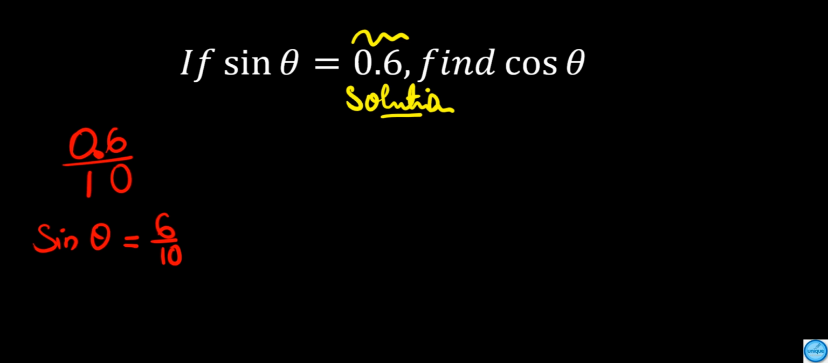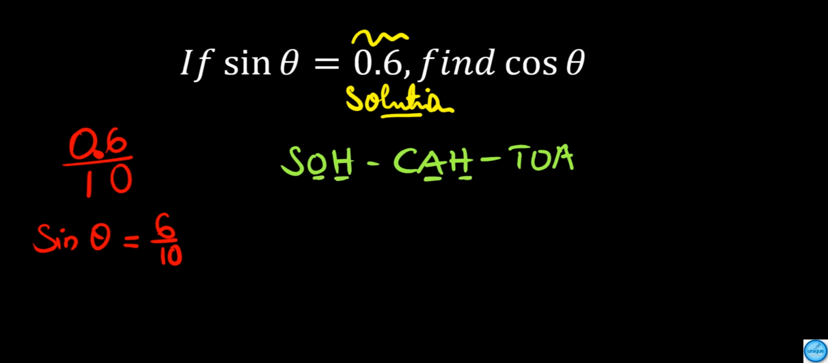So what will happen here? We can take from 3 or from 2; either works. Sine is opposite versus hypotenuse. Cos is adjacent versus hypotenuse. Tan is opposite versus adjacent. So on this one, it means the opposite is 6, and the hypotenuse is 10. So that's what it means here.